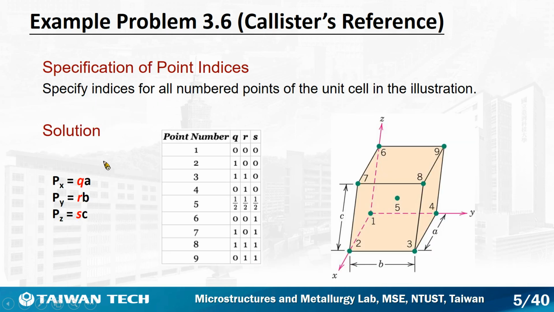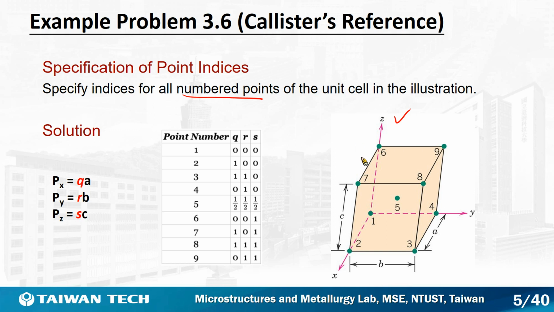And our second question would be: specify indices for all nine points in a unit cell, as you can see here. There are 2 types of questions. First, we give you a point index, then you write it down, you draw it on the paper. The second type is we give you a point, and then you tell us the point indices.